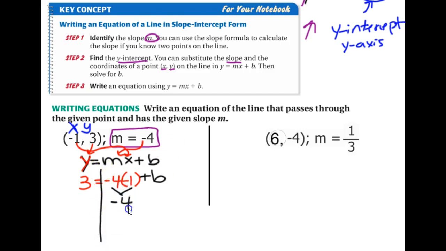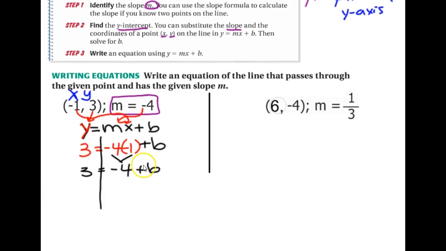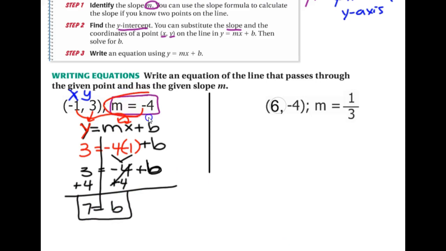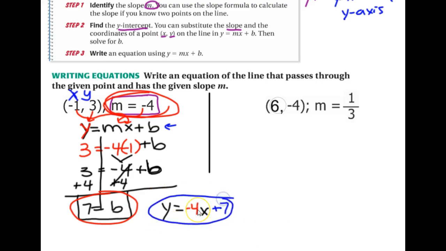-1 times -4 is just 4. And then we need b all by itself, so I'm going to subtract 4 from the other side. So 3 minus 4 is -1, so b equals -1. Now that we have m right here and b right here, we can write our equation in slope-intercept form. So our equation should read y equals m, which is -4x, plus b, plus 7. There's our answer.